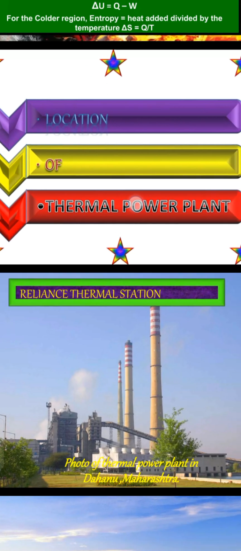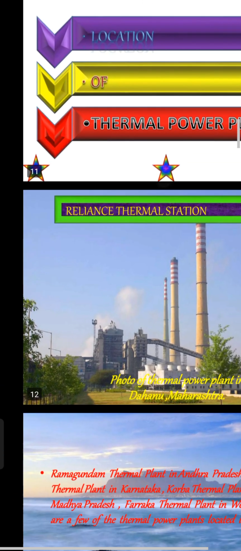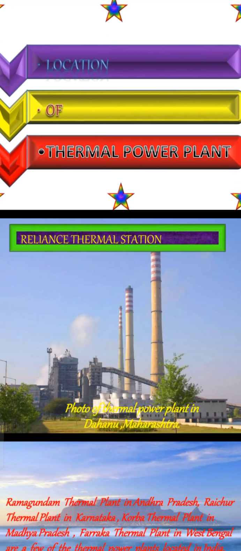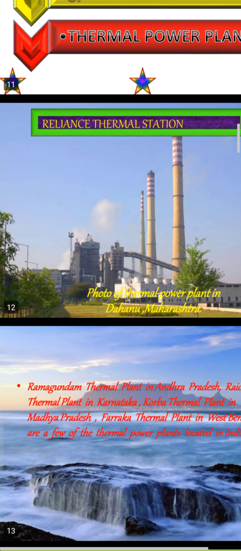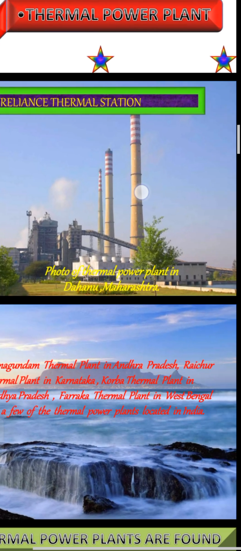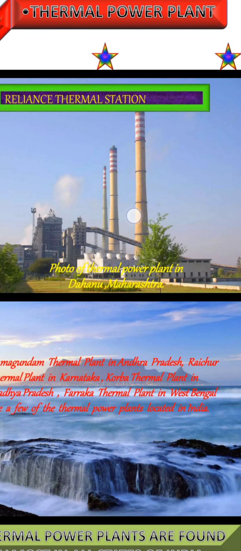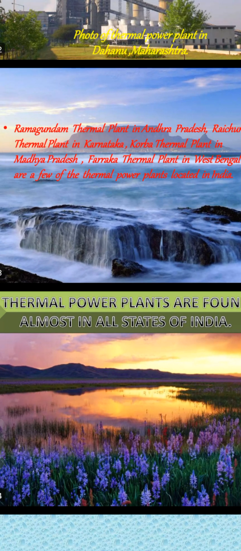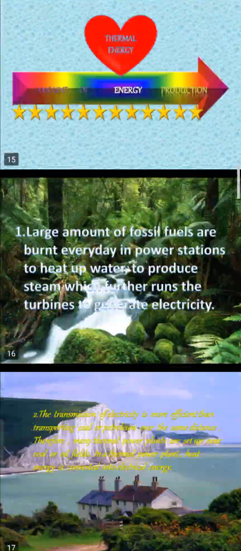Thermal power plant: the Reliance thermal station. The photo shows a thermal power plant in Maharashtra. This is the world's largest thermal power plant, constructed by our Indian government. Next, Ramagundam thermal power plant in Andhra Pradesh, Raichur thermal plant in Karnataka, Korba thermal plant in Madhya Pradesh, Farakka thermal plant in West Bengal. These few thermal plants are located in India. Thermal plants are found in almost all states.